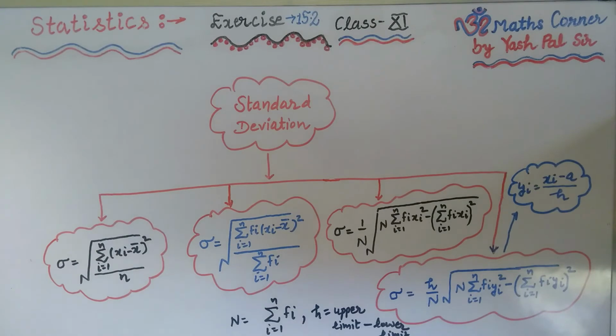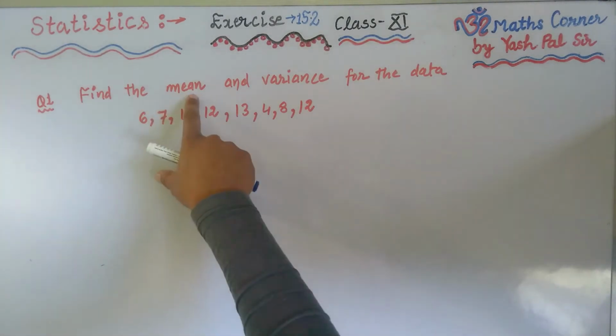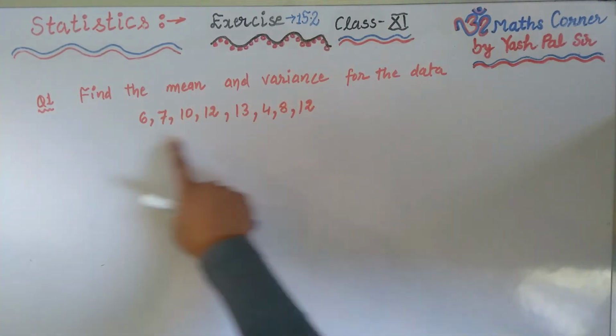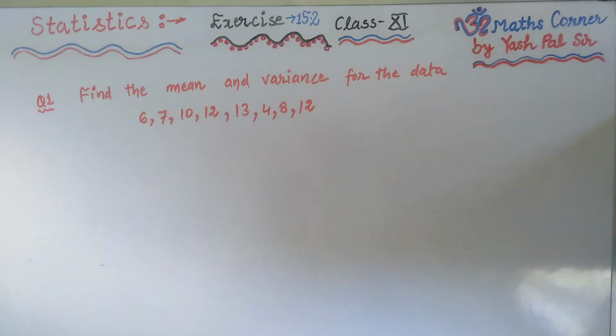Now we move towards the questions of the exercise. The very first question of the exercise is: find the mean and variance for the data 6, 7, 10, 12, 13, 4, 8, 12. So first of all we find the mean.